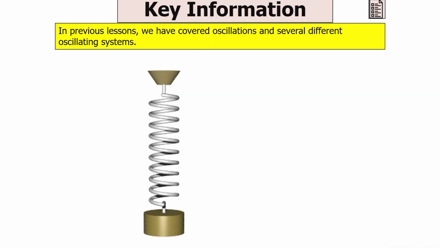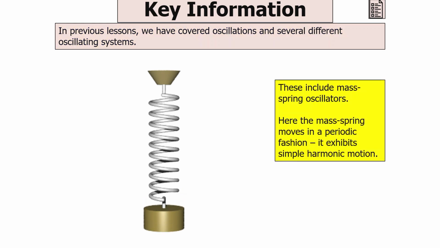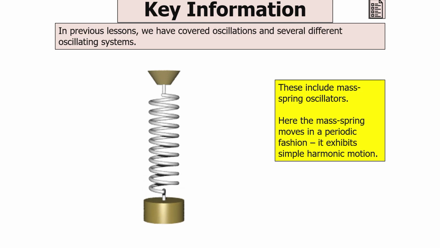Now, in previous lessons we've covered oscillations in several different oscillating systems. These include mass spring oscillators. So here you can see the mass spring moves in a periodic fashion.